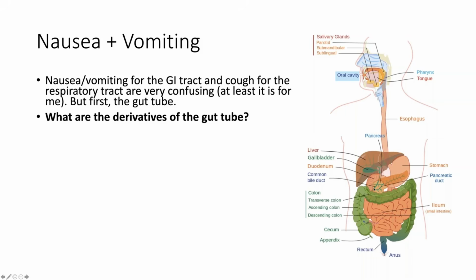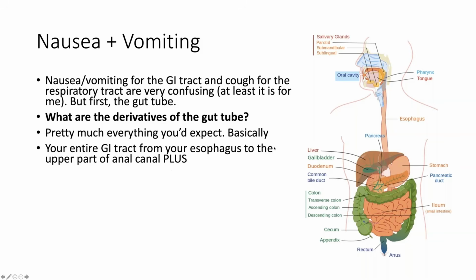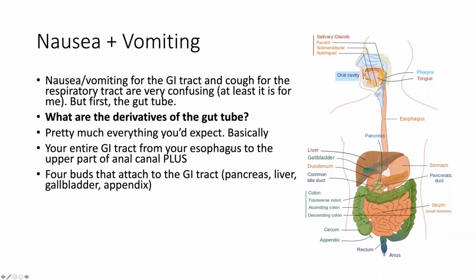Sorry, those are the gut buds, right? Exactly. Yeah. The systematic way of thinking about it is your entire GI tract from your esophagus all the way to the upper part of your anal canal, right? That entire length of bowel, plus the four buds that attach to the GI tract, that bud off of it: pancreas, liver, gallbladder, appendix.